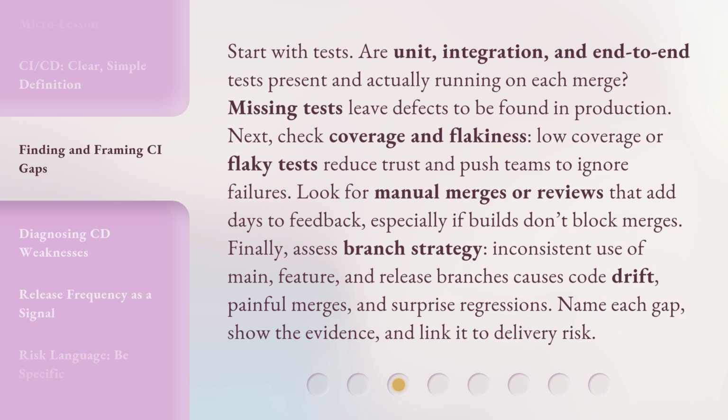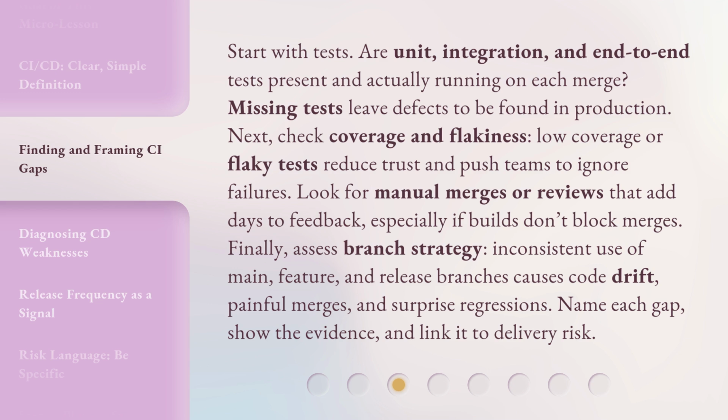Start with tests. Are unit, integration, and end-to-end tests present and actually running on each merge? Missing tests leave defects to be found in production. Next, check coverage and flakiness. Low coverage or flaky tests reduce trust and push teams to ignore failures.